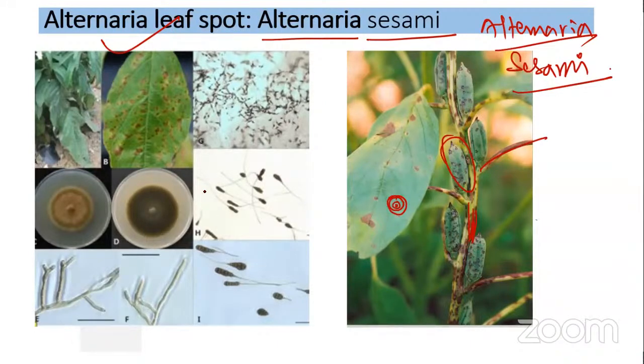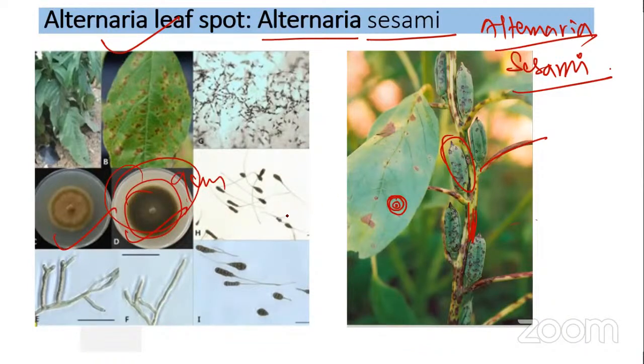Here you can see how the culture looks, and it is more of a slow-growing pathogen. If you take other pathogens, they easily cover the plate within 7 to 14 days. If you take Sclerotium and even Aspergillus, within 7 to 8 days the entire 9 centimeter plate will be covered. But if you take Alternaria, it will take nearly 21 days to grow even three-fourths of this plate. That's why it is usually a slow-growing pathogen.